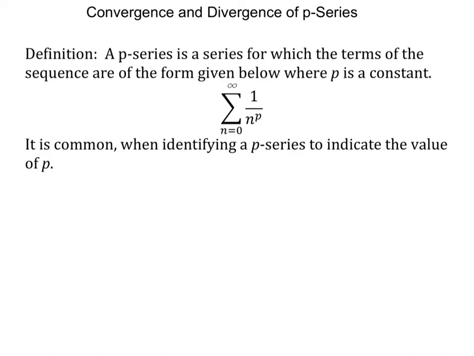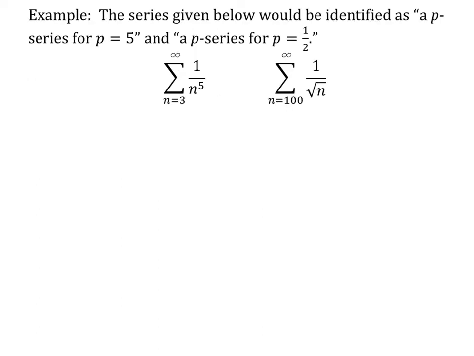And it's important for you to know it's very common when you're identifying a p-series to indicate the value of p. So to say this is a p-series for p equals 5, or a p-series for p equals 1/2. And I actually have some examples for that right here. So the two series that are given below would be identified as a p-series for p equals 5. That's this one, because you can see that there's a 5 power being used here. And this one over here would be a p-series for p equals 1/2, because we could think of the denominator here as the square root of n, as instead being n to the 1/2.